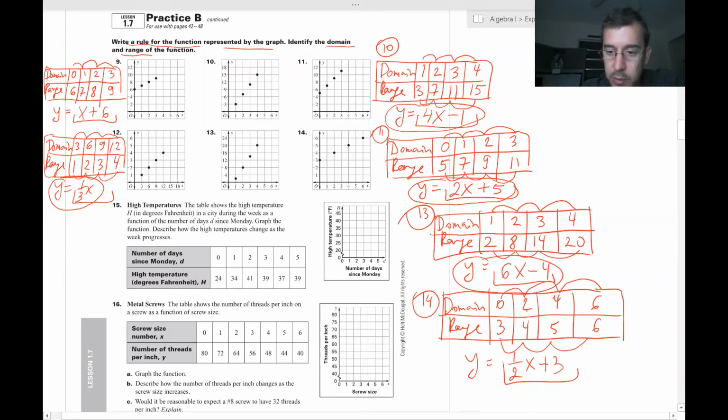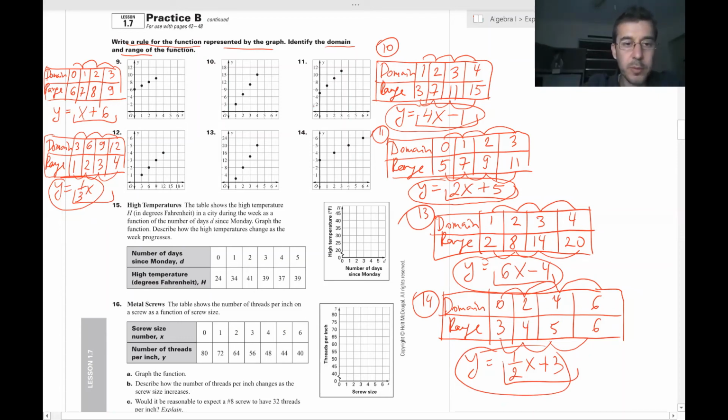Then when x is 2, 2 over 2 is 1, plus 3 is 4. That is correct. When x is 4, 4 divided by 2 is 2, plus 3 is 5. When x is 6, 6 divided by 2 is 3, plus 3 is 6. So yes, this is the function 1/2 x plus 3 for number 14.